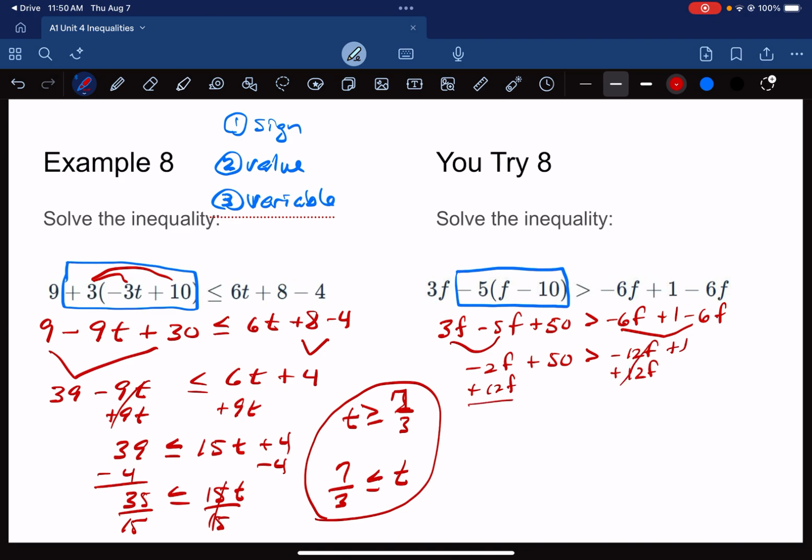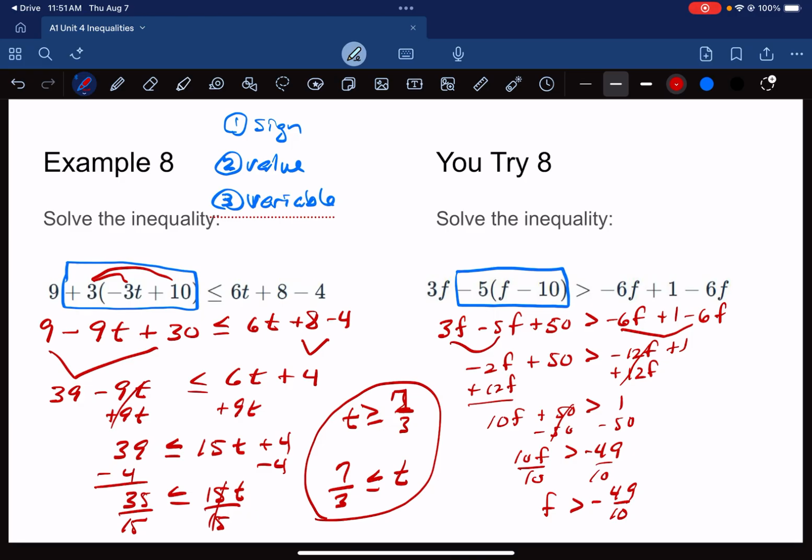And I get 10f. I'm going to subtract 50. I put a t. Negative 49. And I'm going to divide by 10. Am I dividing by a negative here? No. So I don't need to switch my sign at all. I'm just going to leave f greater than negative 49 tenths.